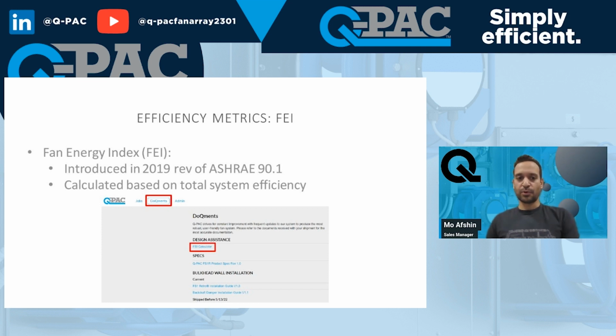The ASHRAE 90.1 2019 revision is pretty new, so a lot of states have not adopted it yet. I think it's only the West Coast. I think Washington and California are the only ones that are using FEI right now. I'm sure a lot of other states are going to adopt the 2019 revision, so it's going to come very soon. Even if your state or your building energy efficiency code doesn't require FEI, it's a good metric just to see how efficient your fan is.